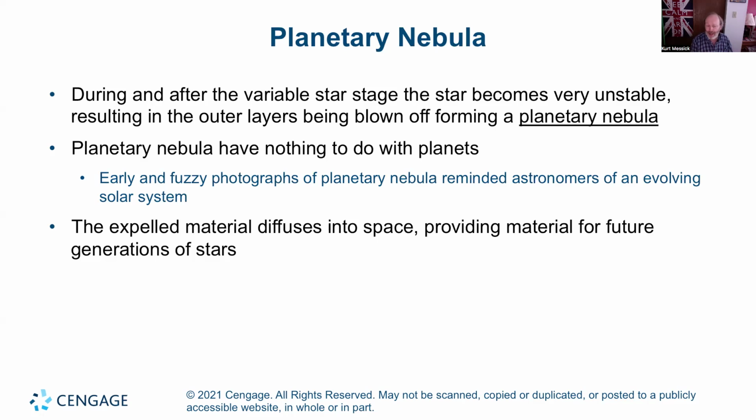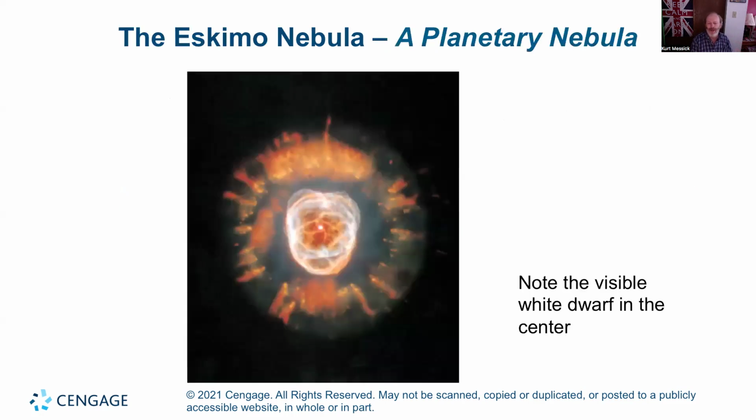A small star like our sun will turn into what we call a planetary nebula. Has nothing to do with planets, unfortunately. Of course, astronomy often does this. The earliest photographers who took pictures of these thought they looked like planets. Now we see things like this one, sometimes nicknamed the skull.